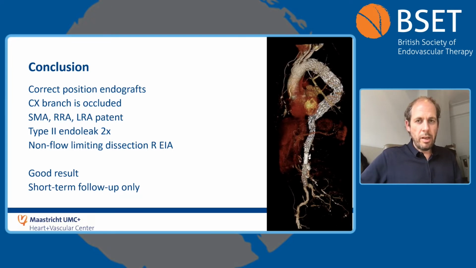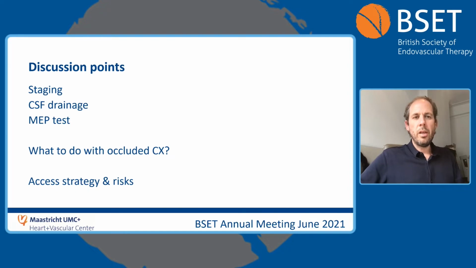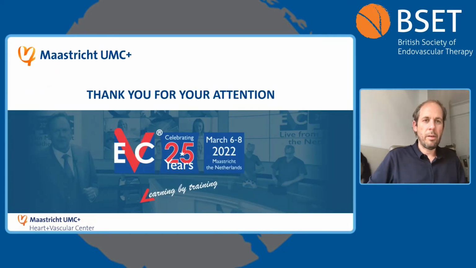And I brought this case because of several discussion points, things that we could discuss on staging, whether or not to do CSF drainage, especially twice in a patient who may have suffered from back pain. What about the MEP test? Is it useful when you do have an endoleak like we did? What to do with an occluded celiac axis, and when it happens, what do you do with a branch? And then the axis strategy in case you have a uni-iliac axis, and are these patients at risk for spinal cord ischemia or leg ischemia?